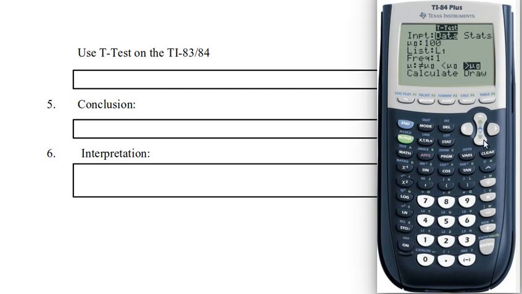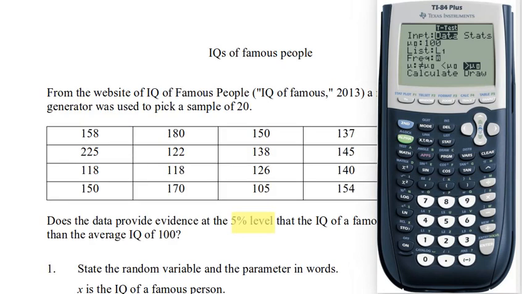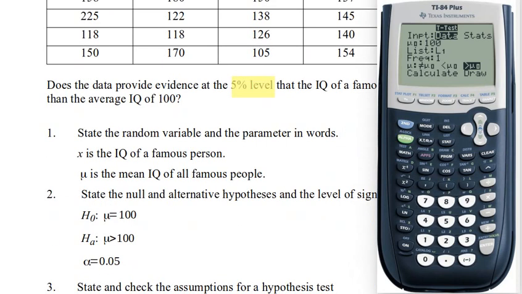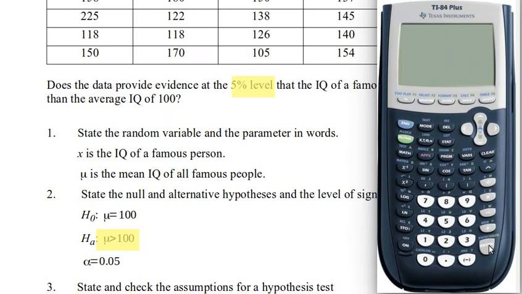I'm using L1, and let's go back and see that alternative hypothesis there. The alternative hypothesis is that the mean IQ of famous people is actually more than 100. So when I go down, I want to select more than. I can draw this or calculate it. Let's start by calculating it.